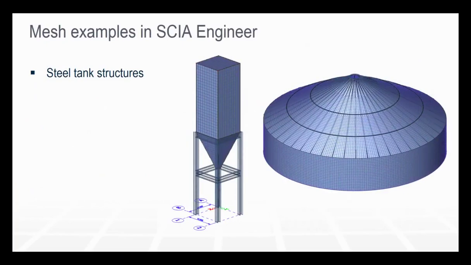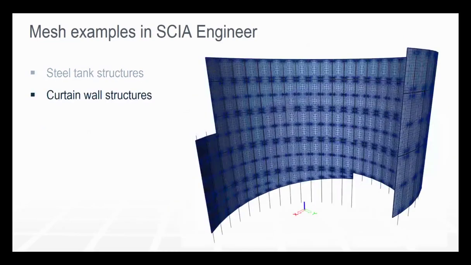Now, one of the things that people always ask us is, what are some examples of things that engineers are actively doing right now in SCIA that require meshing, that require refinement, and so on and so forth. These are all real projects from our users. First, some steel tank structures, so agricultural tanks or grain silo tanks that are using meshing.